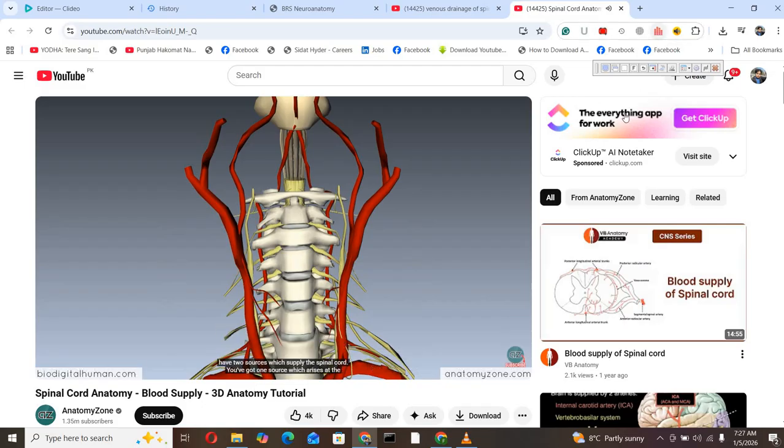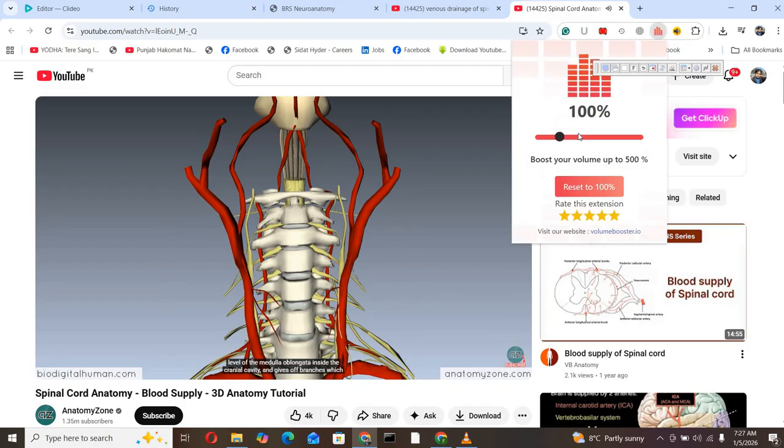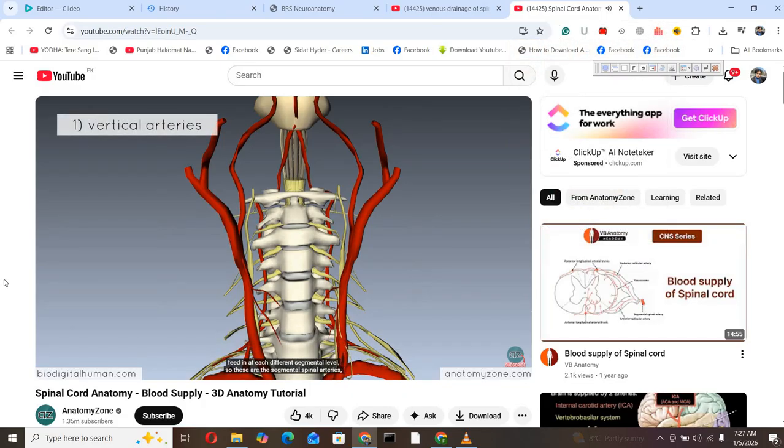You've got one source which arises at the level of the medulla oblongata inside the cranial cavity and gives off branches which descend vertically down the length of the spinal cord. And you've also got vessels which feed in at each different segmental level. So these are the segmental spinal arteries, or the feeder vessels, as they feed in at each different vertebral segment. First we'll take a look at the vertical vessels which run the length of the spinal cord.